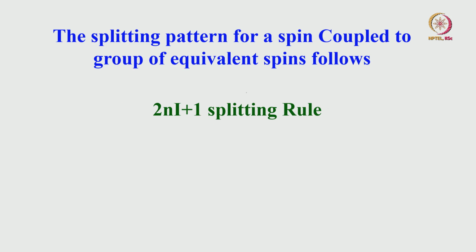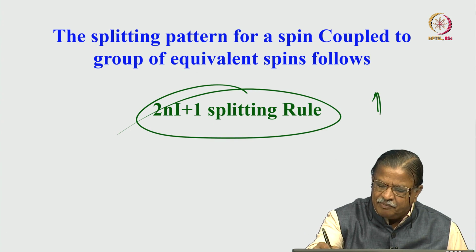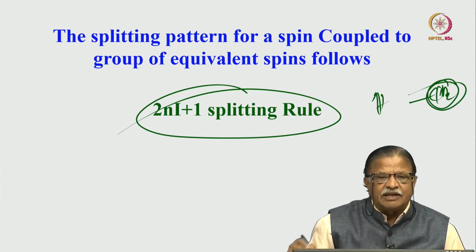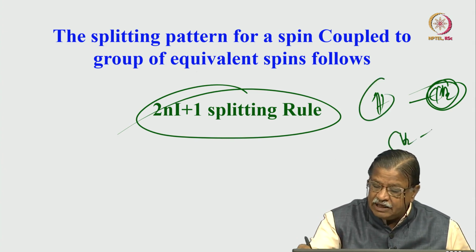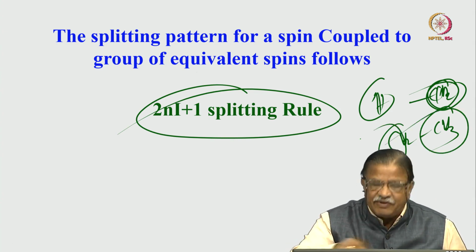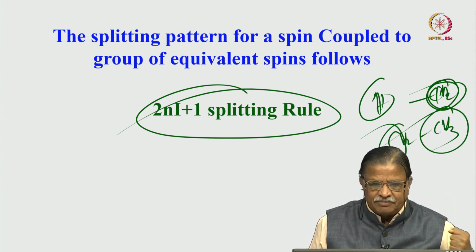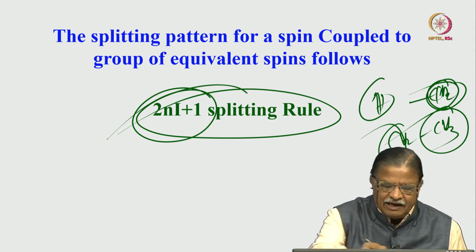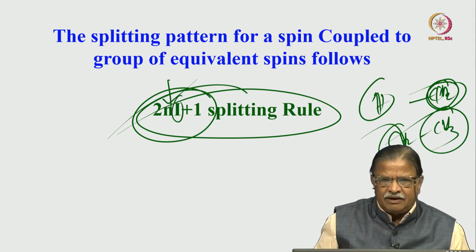So, if there are chemically equivalent spins, which we already discussed, and one proton is coupled to another group of protons like CH2, where 2 protons are chemically equivalent, it could be a single proton or it could be CH2 coupled to CH3. These are also groups of equivalent protons. When it is coupled to a group of equivalent protons, how does the multiplicity come? It obeys what is called the 2nI plus 1 rule, where n is the number of protons in a group and I is the spin, and plus 1.